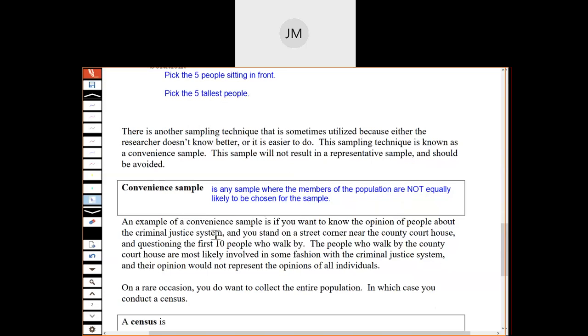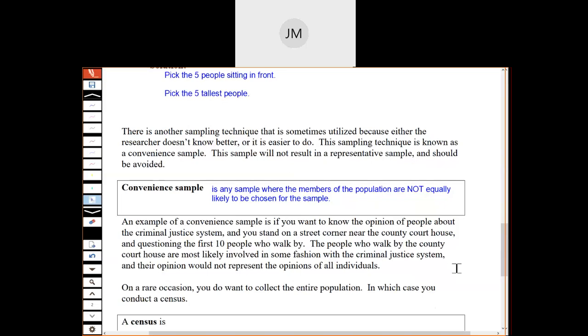If I want to know about the criminal justice system, and I stand on a street corner near a county courthouse and ask the first 10 people who walk by, well, the people who walk by are most likely involved with the criminal justice system in some fashion. Maybe they're lawyers who have a lot of confidence in the criminal justice system because that's their job. Or maybe they're people that are either walking to or from a court hearing, and maybe they don't like the criminal justice system because they're on the wrong end of it.